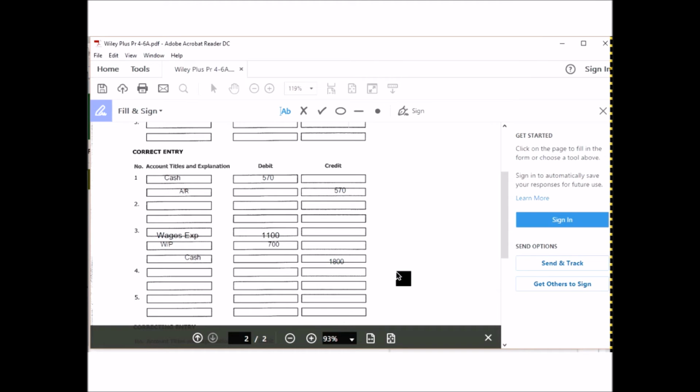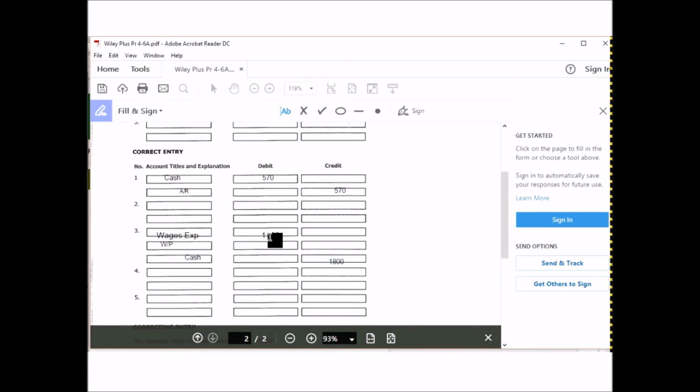So underneath cash, I'll have a total that it should have been a negative $1,800. You might think, well, it already was a negative $1,800. That's true. So that means on cash, when I come down here to the correcting part, I'm not going to need to do anything to cash. Cash was already correct. It started with a credit of $1,800 and it ended with a credit of $1,800. No change needed to cash.